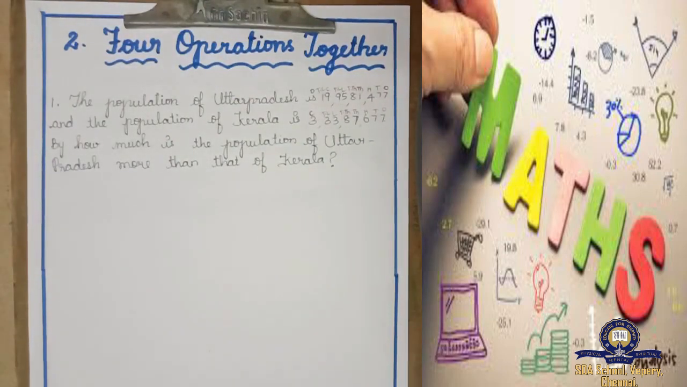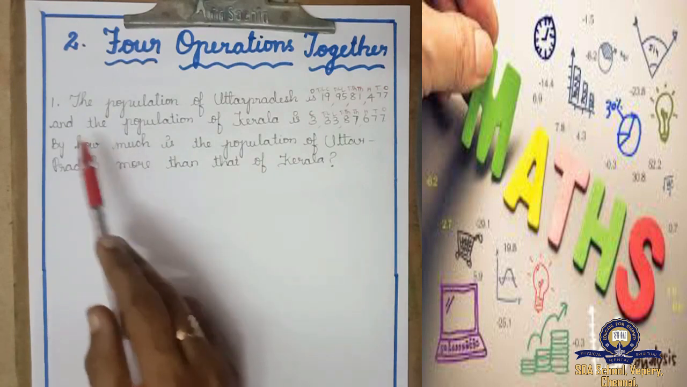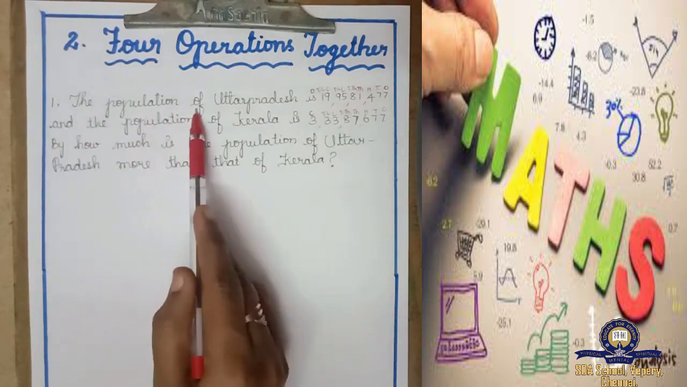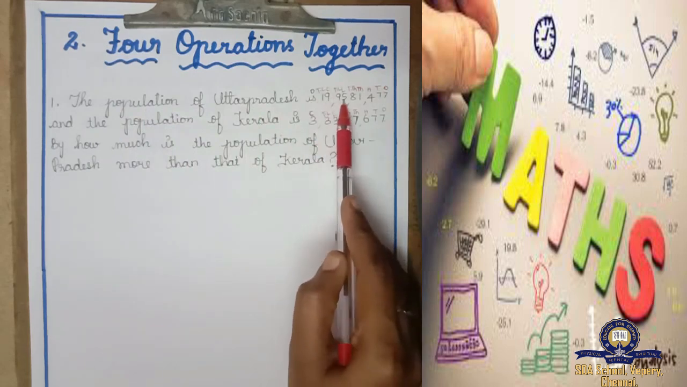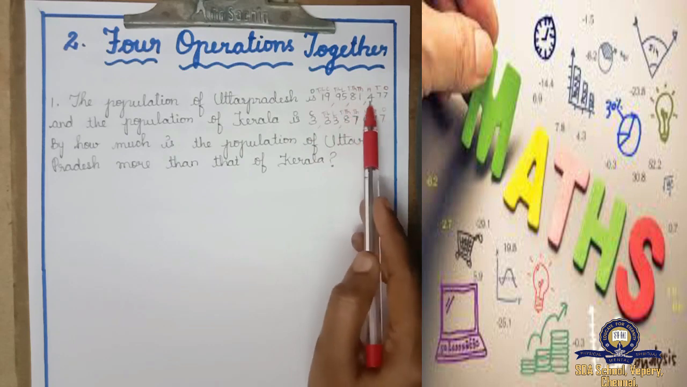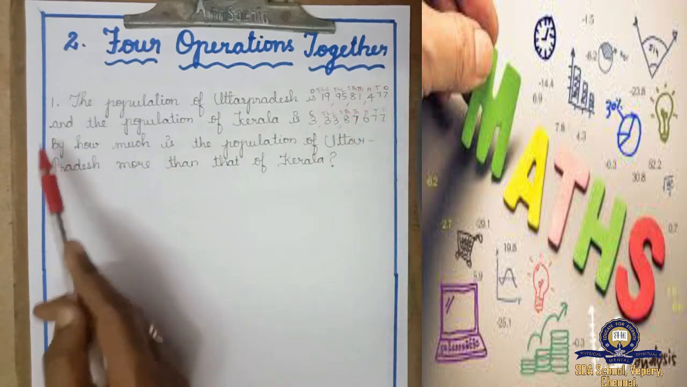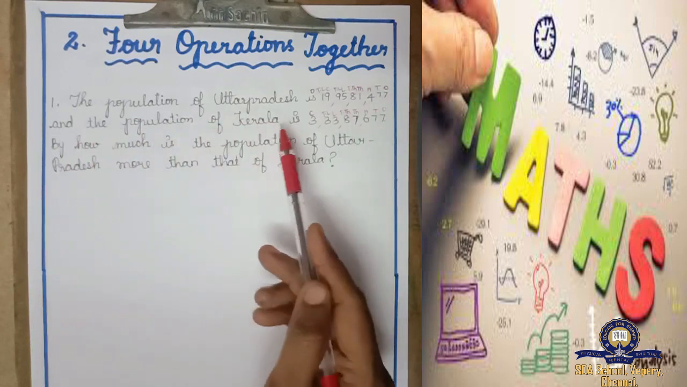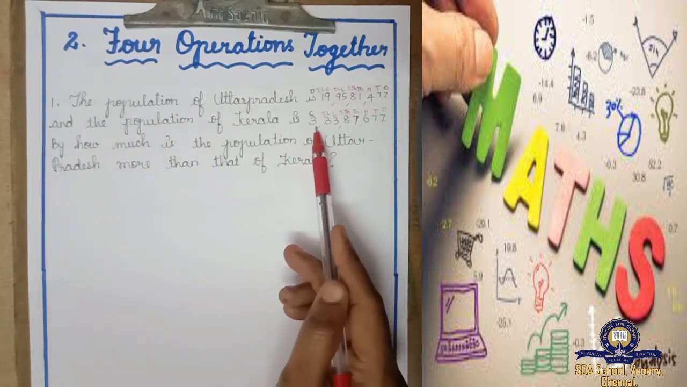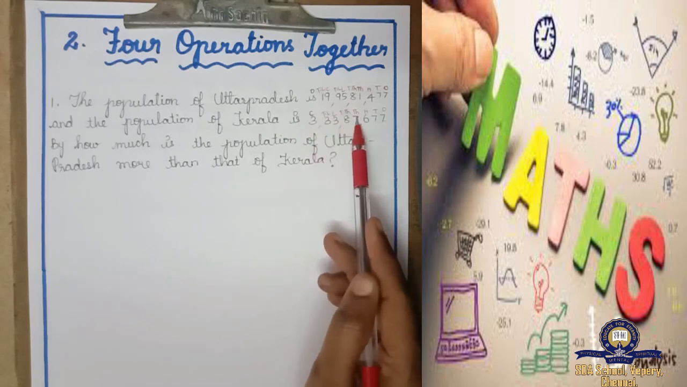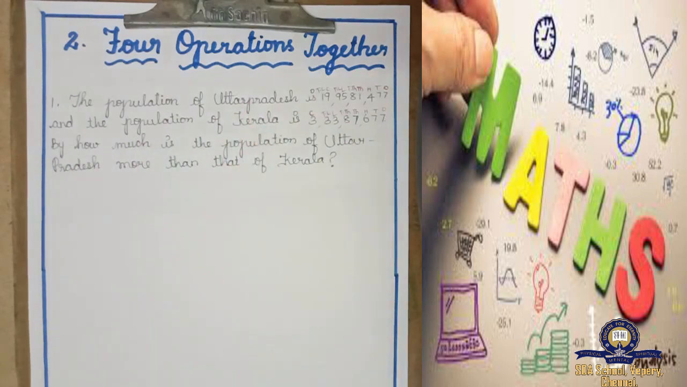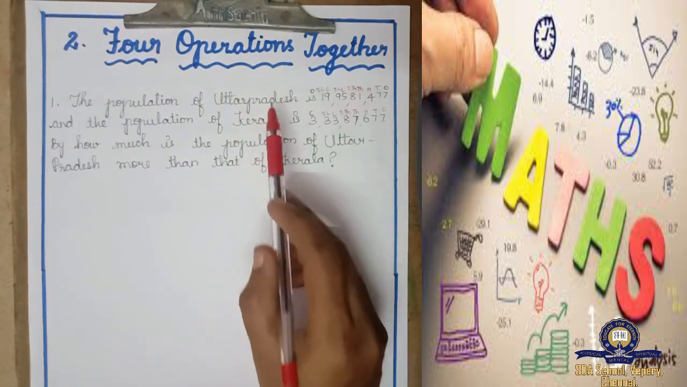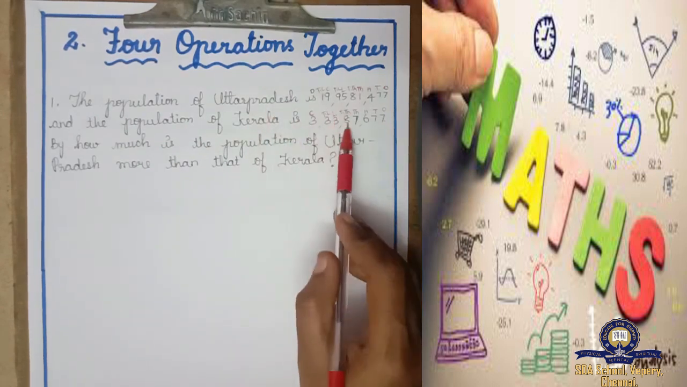So I have given you a question. I think you are able to see it. The population of Uttar Pradesh is 19 crore 95 lakh 81,477, and the population of Kerala is 3 crore 33 lakhs 87,677. So here they have given the 2 states, that is Uttar Pradesh and Kerala. 2 states' population they have given.